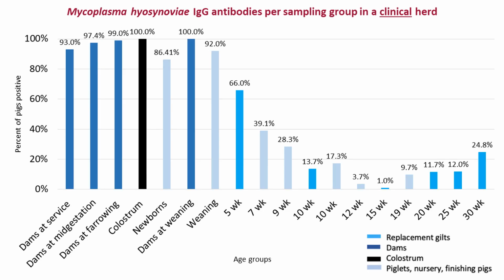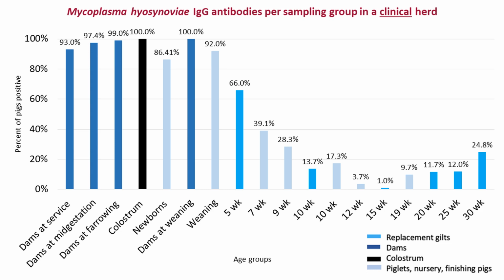So first, looking at our clinical herd, again, these are Mycoplasma hyosynoviae specific IgG antibodies per sampling group. So what we did is we found the percent positive per sampling group, which you can see on our y-axis. And then on our x-axis, we have all our different stages of those sampling groups.